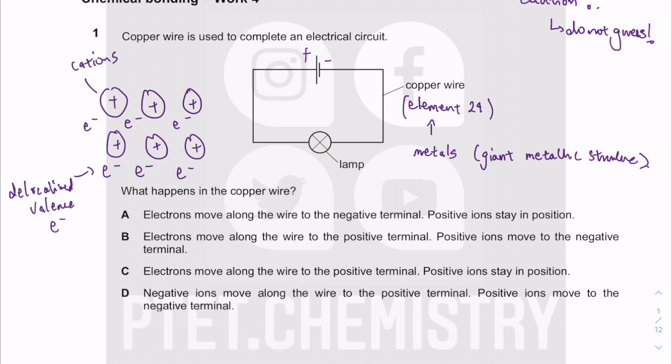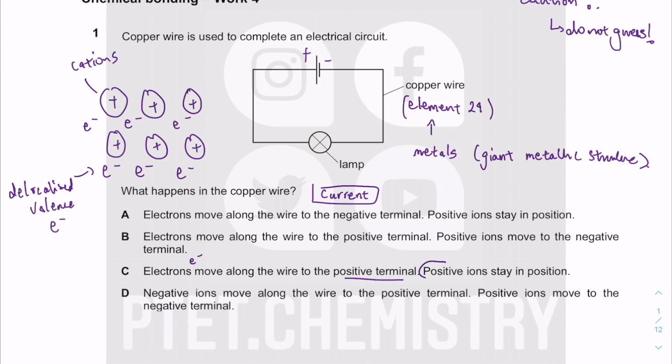So when you have a current flowing, in physics you will have learned this term called current. Current results in electricity. So current is a flow of electrons. It's only the electrons that move. Electrons have negative relative charge, and therefore they will move towards the positive terminal, because electrons are negatively charged and are attracted towards the positive terminal.